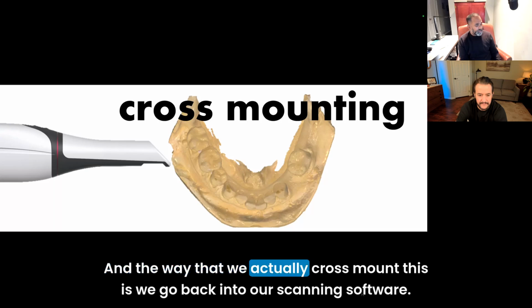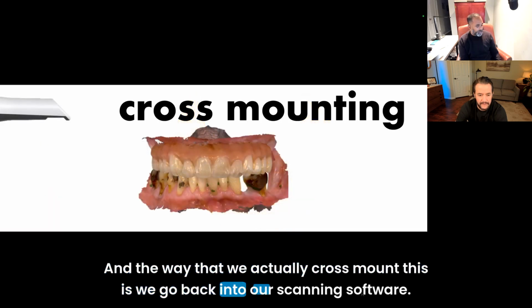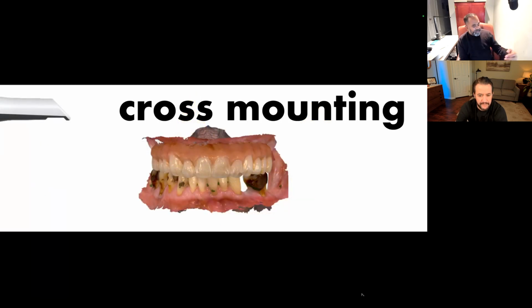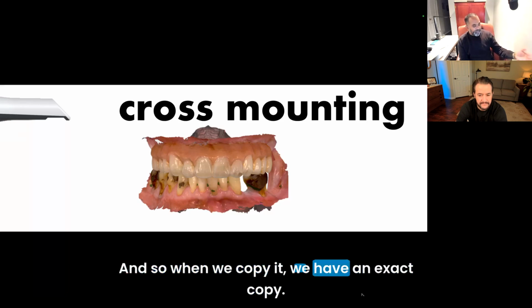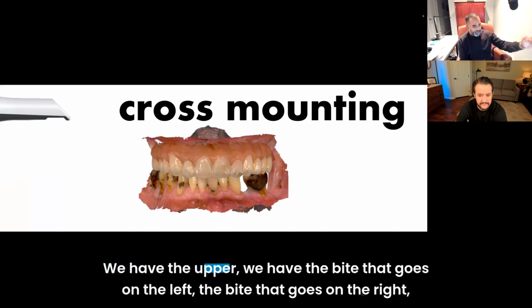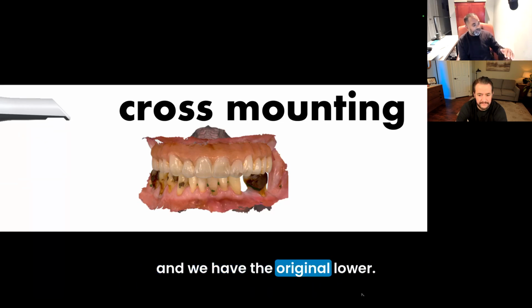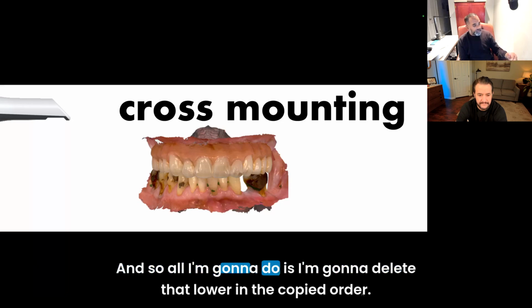And the way that we actually cross mount this is we go back into our scanning software, and this file, we're going to basically just copy it. And so when we copy it, we have an exact copy. We have the upper, we have the bite that goes on the left, the bite that goes on the right, and we have the original lower. And so all I'm going to do is delete that lower in the copied order.